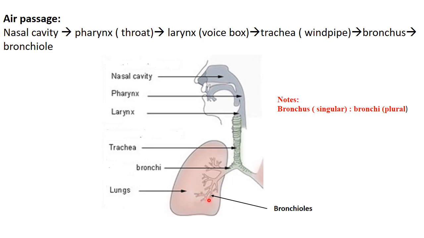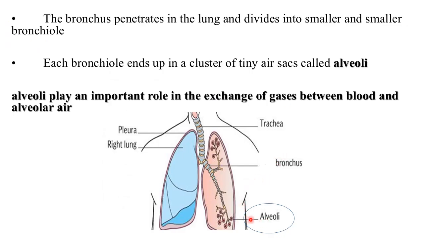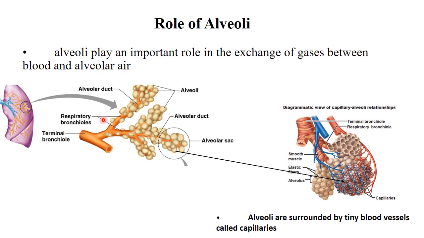And what do we have at the end of the bronchiole? Tiny air sacs called alveoli. As you can see here, the trachea divides into two bronchi, and each bronchus divides into smaller bronchioles, and at the end of the bronchiole there are tiny air sacs called alveoli. Alveoli play an important role in the exchange of gases between blood and the alveolar air. So again, as you can see here, this is the bronchiole. At the end of the bronchiole, we have tiny air sacs called alveoli, and the alveoli are surrounded by blood. Why? To allow the gas exchange. So alveoli are surrounded by tiny blood vessels called capillaries.